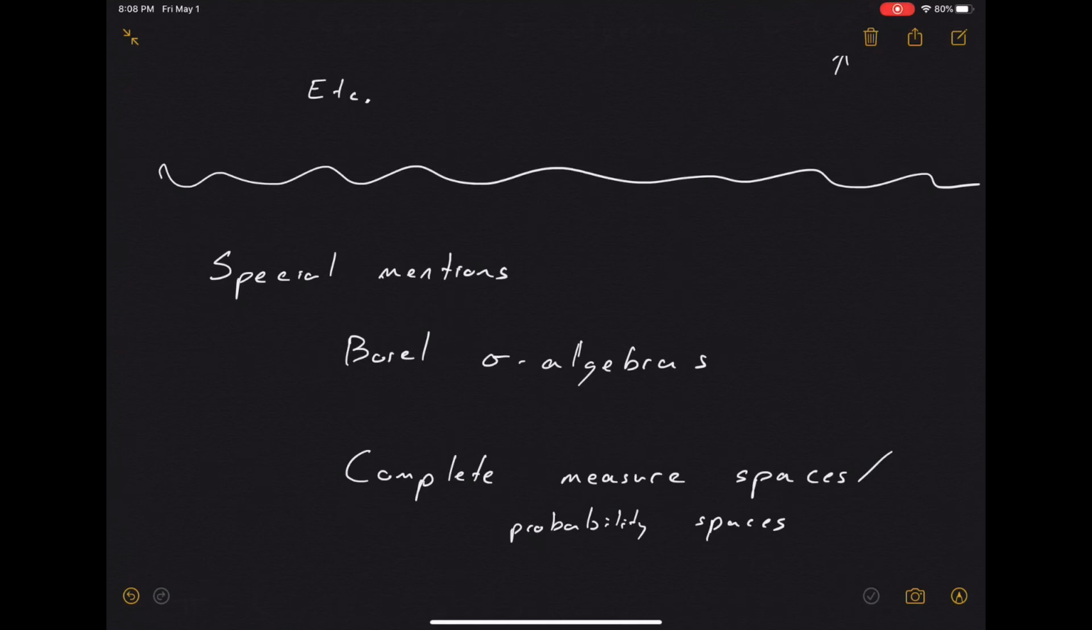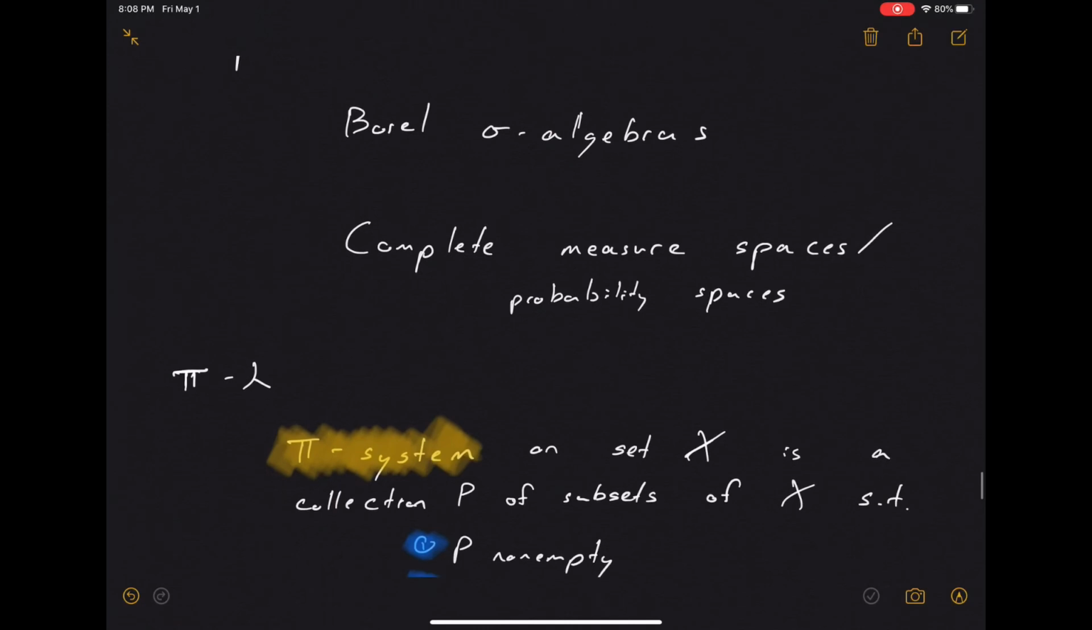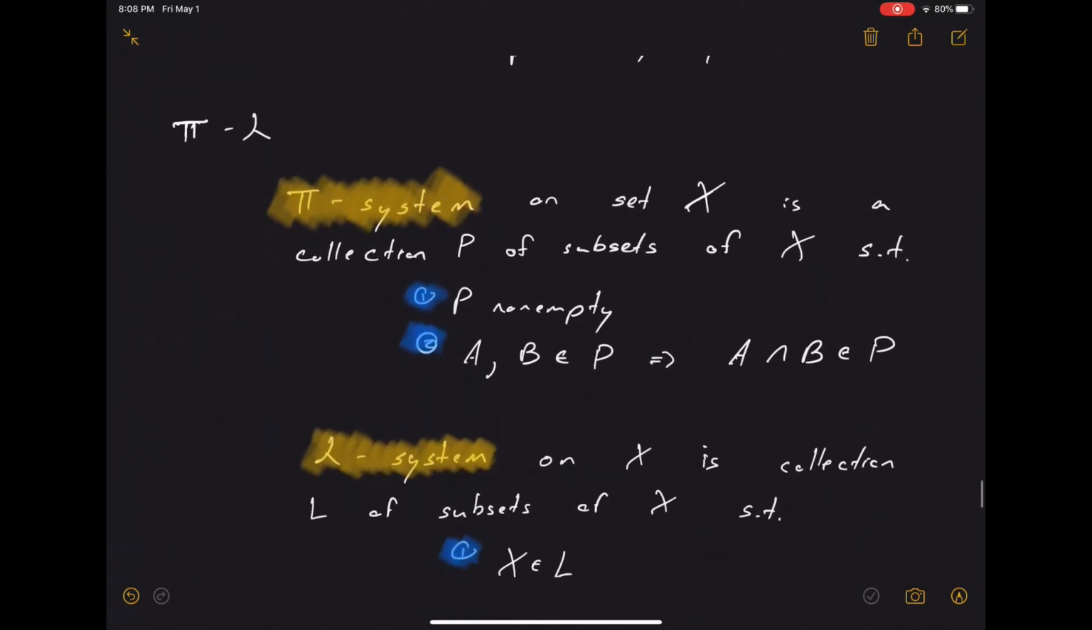And of course, we should know about complete measure spaces, complete probability spaces. These are measure spaces where every subset of a null set is also a null set and is also measurable. Okay. Something that's not usually covered in a real analysis course is this pi-lambda theorem, which will come up in probability theory quite a bit.